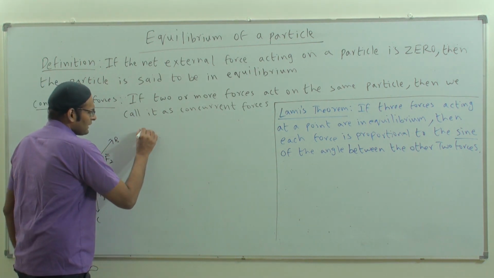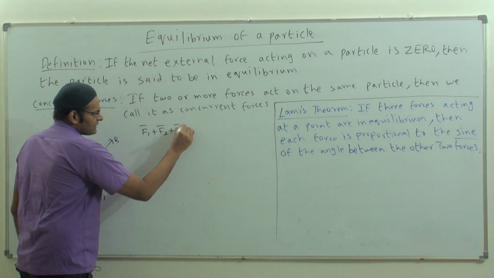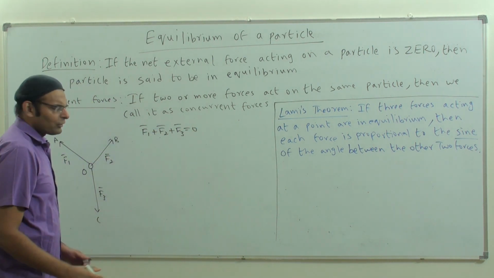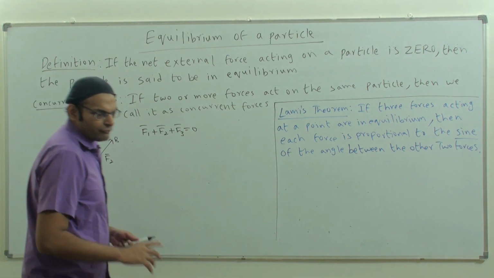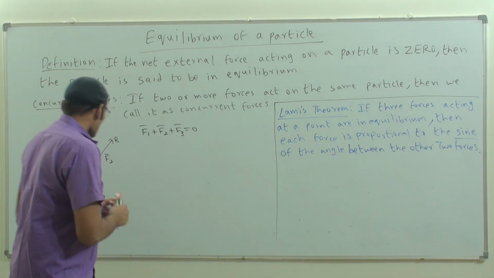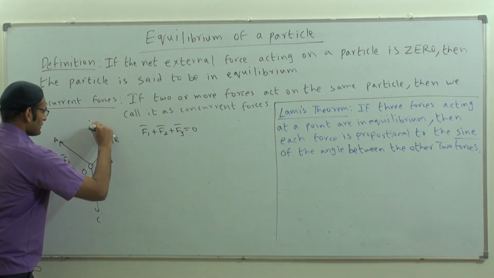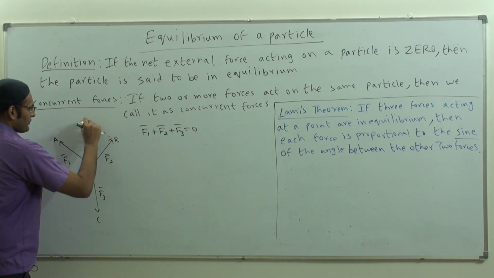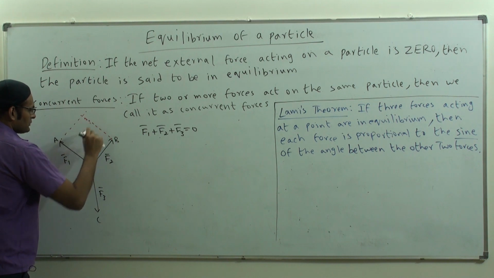So what do I write? F1 plus F2 plus F3 is equal to 0. It's very simple to understand this. Now let me prove it with the help of the parallelogram law of addition. Let's do that. So I draw an extension, a perpendicular projection here, and here also I'll draw a perpendicular projection.